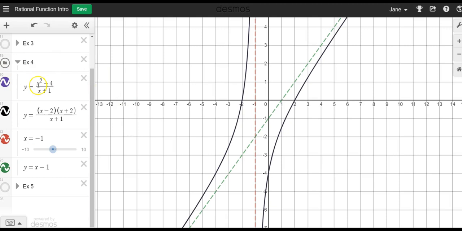One more comment about analyzing the function is you can always find the y-intercept by putting 0 in for x. If you put 0 in for x, in the numerator you have -4 and the denominator 1, so you have -4/1. Here's our y-intercept, 0, -4.